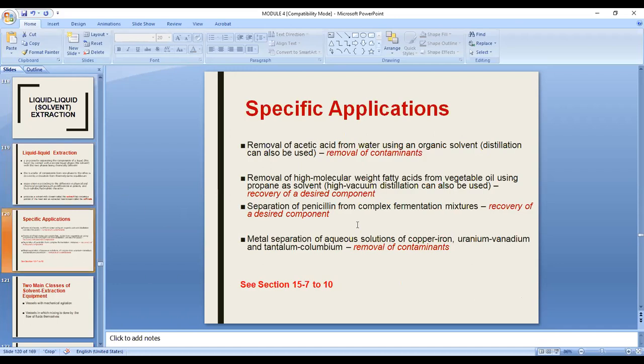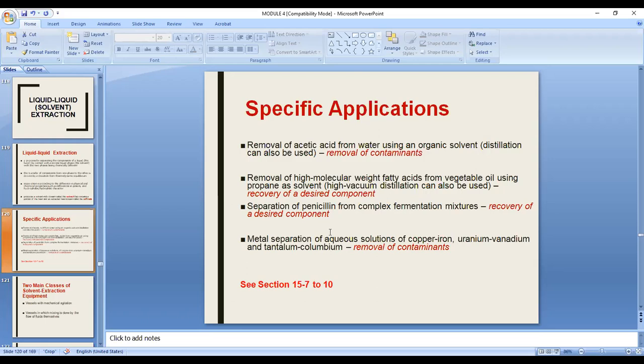Now, applications could be removal of acetic acid from water. So in this case, you are removing acetic acid, which is a contaminant. Now, this is achieved by using an organic solvent. Another process that could be an alternative to this is distillation. Another one is the removal of high molecular weight fatty acids from vegetable oil.